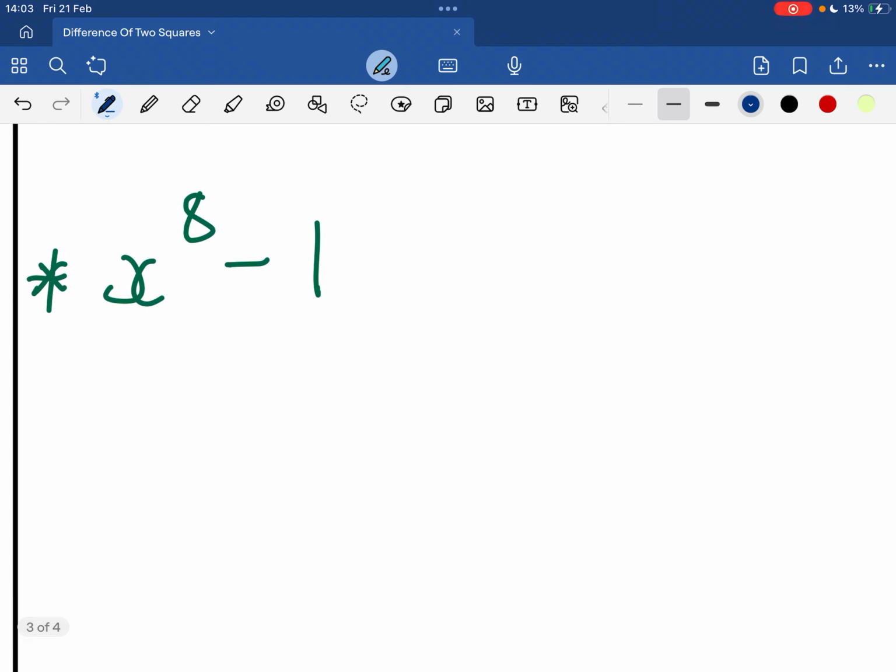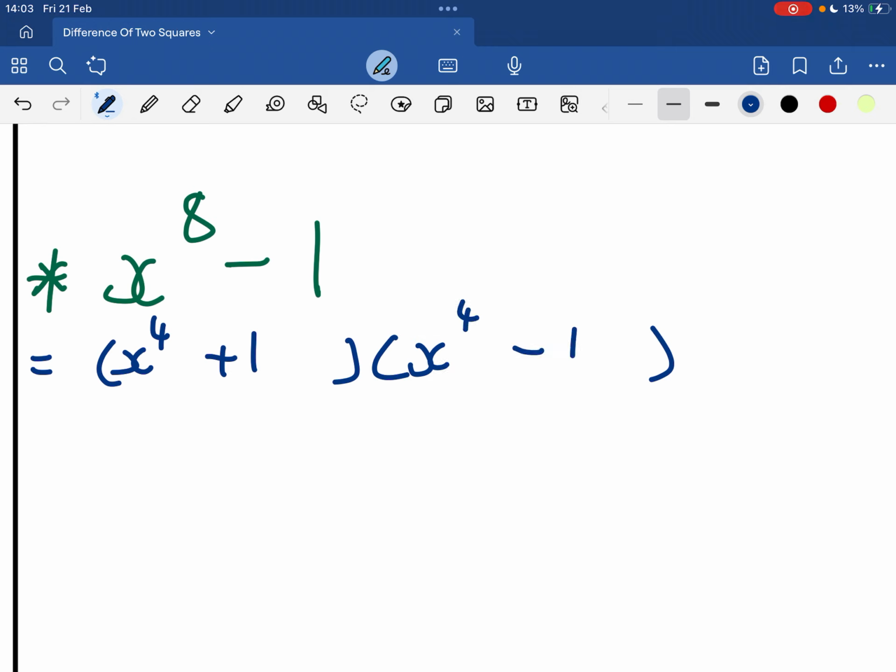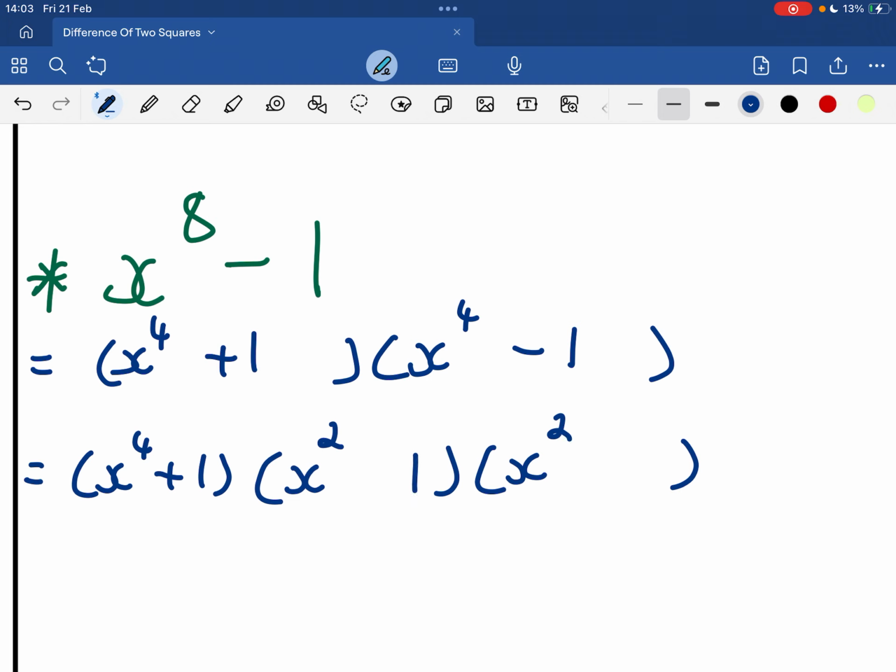So what if you had x to the power of 8 minus 1? Well, we're going to open here two brackets. We're going to put x to the power of 4 plus 1 and x to the power of 4 minus 1. But hold on, this is the difference of two squares again. So x to the power of 4 plus 1, and here we can open two brackets. We can put x squared and x squared, 1 and 1, plus and minus. But hold on, this again is a difference of two squares.